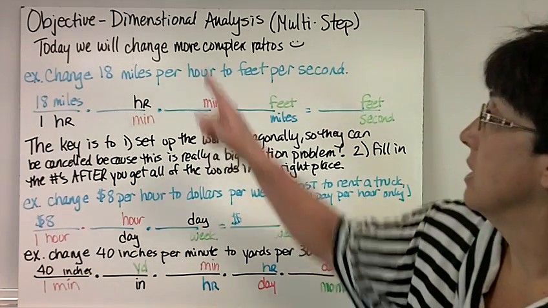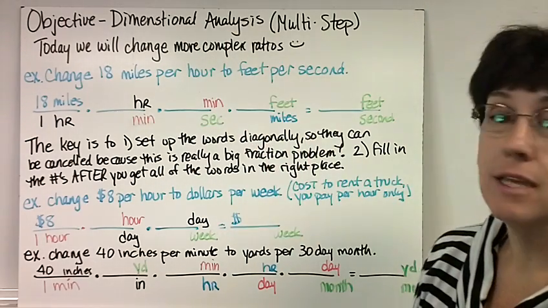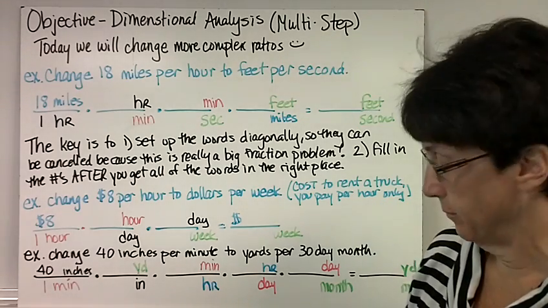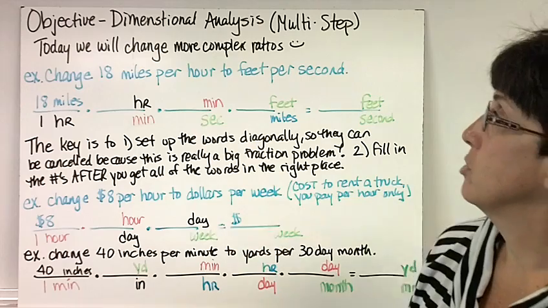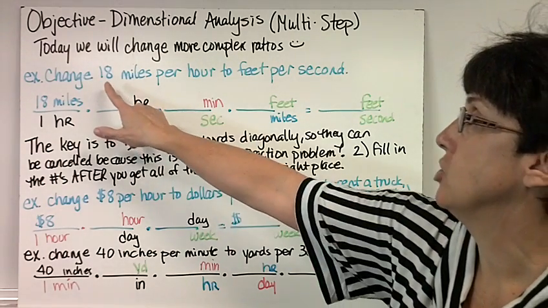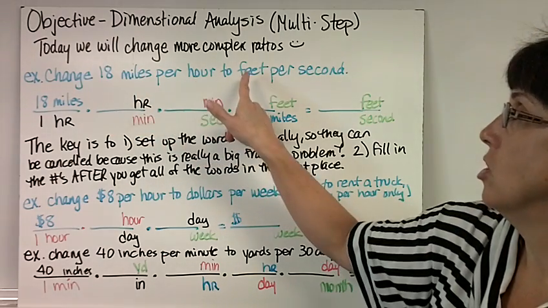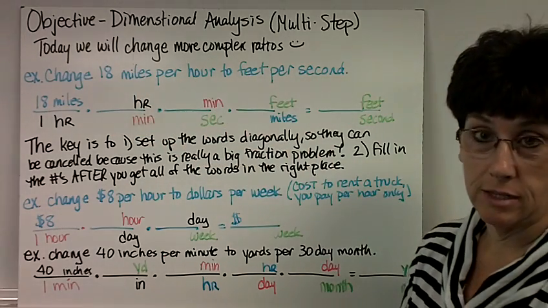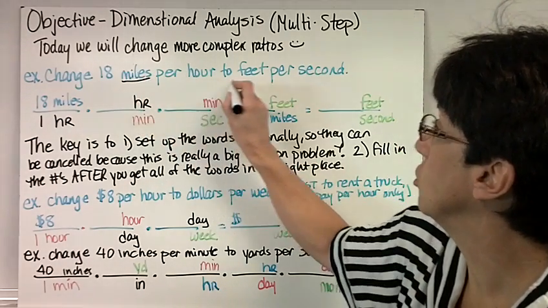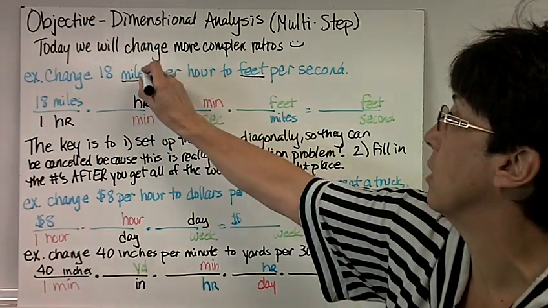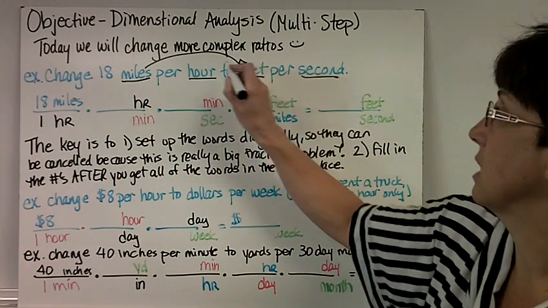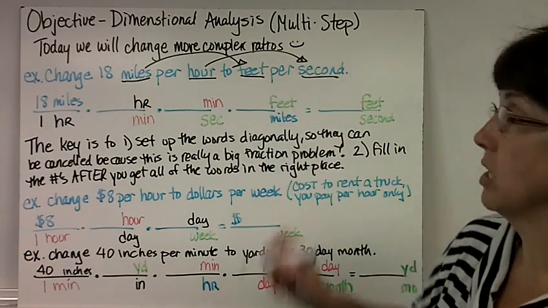Today's objective is dimensional analysis multi-step. So this is more complex than the basic one. All right, today we will change more complex ratios. So I need to change 18 miles per hour to feet per second. All right, so I'm changing miles to feet as my first one. And then I'm changing hours to seconds as my second change.